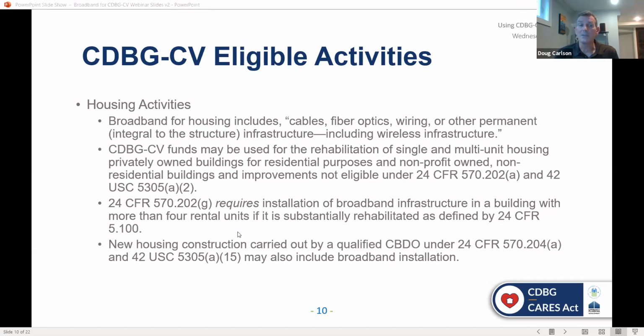Last but not least, if new housing construction is being done, which is typically ineligible with CDBG, but if it's carried out under certain circumstances by a community development organization, then you can do new housing construction, and that new housing construction could include broadband installation as part of that activity.